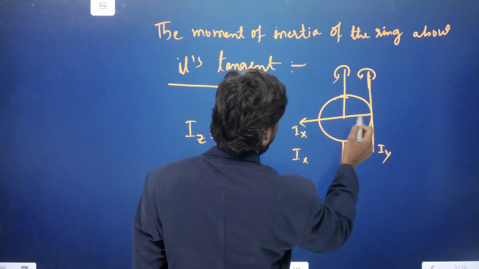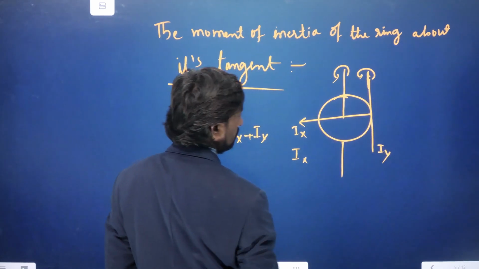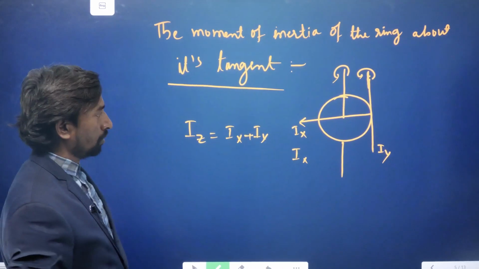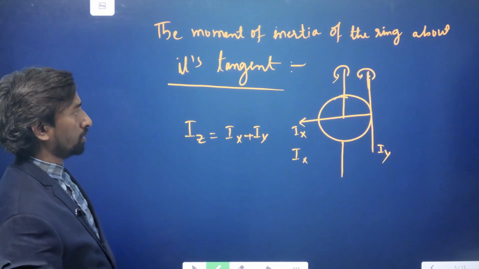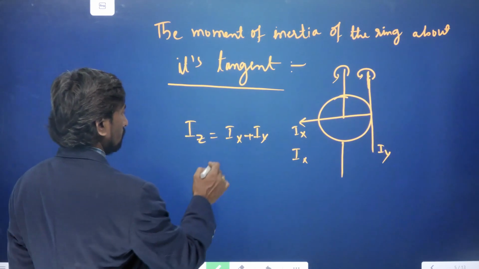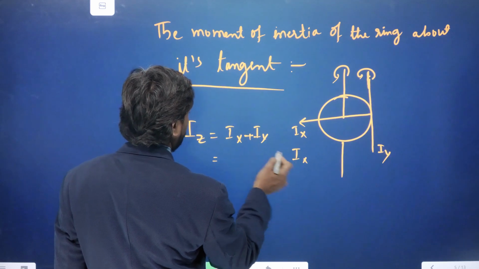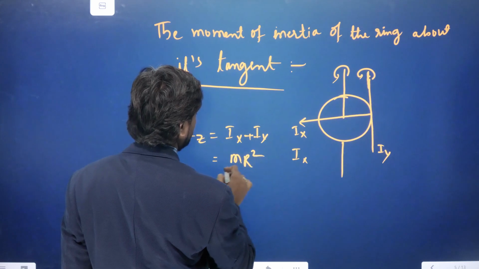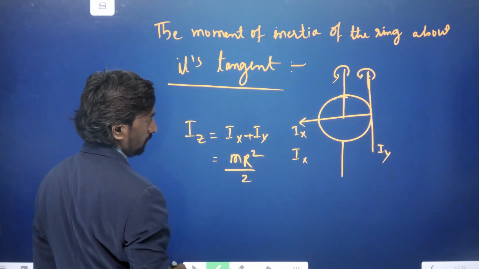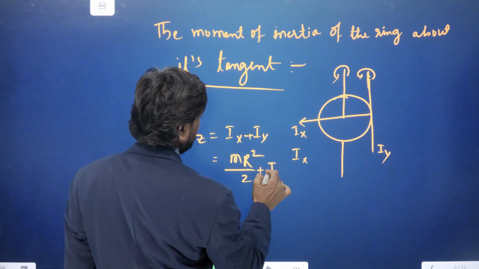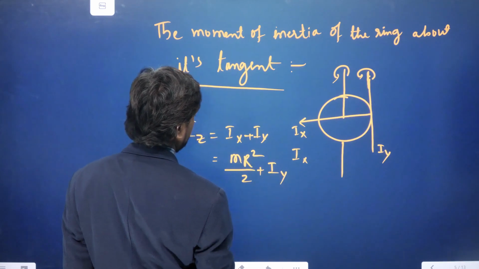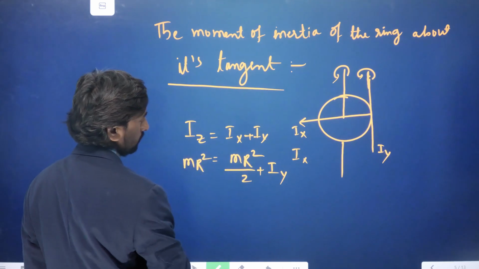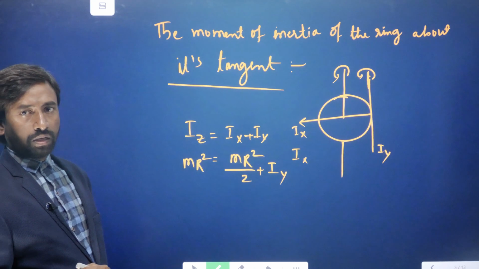So here it is the perpendicular line now. This is about the diameter. The moment of inertia about the x axis is nothing but the moment of inertia about the diameter, which we got as mr square by 2. Now plus the moment of inertia about that axis, Iy. And the moment of inertia about the z axis we can write as mr square.